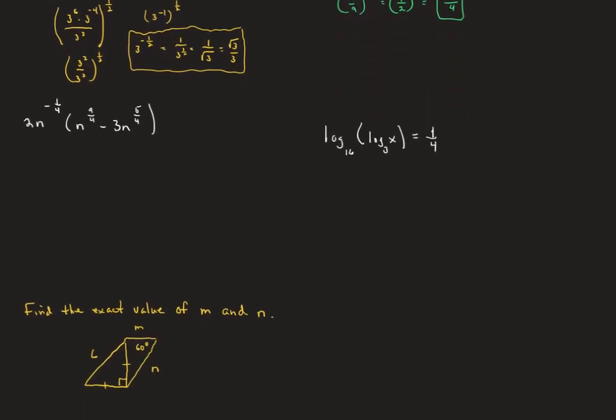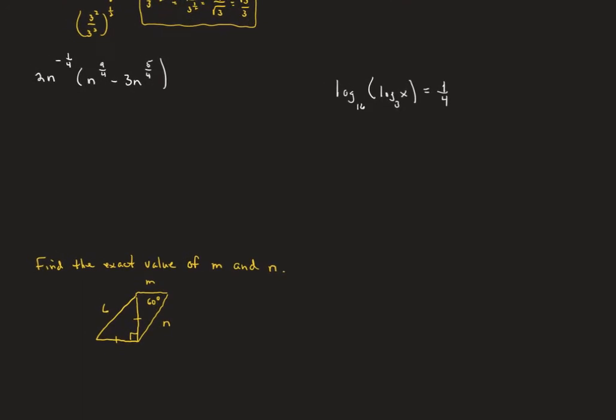Okay, let's slide this up a bit. So now we're going to distribute this, and the 2 multiplies the 1 to become 2. We add our exponents, so negative 1/4 plus 9/4 is 8/4, which is 2. 2 times the negative 3 is a minus 6. We add the exponents. Negative 1/4 plus 5/4 is 4/4, which is 1. These are not like terms, so we're going to stop right there.